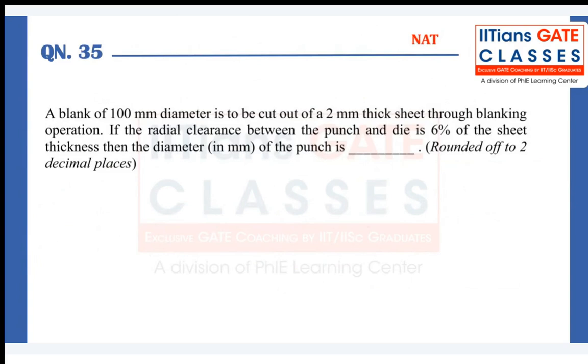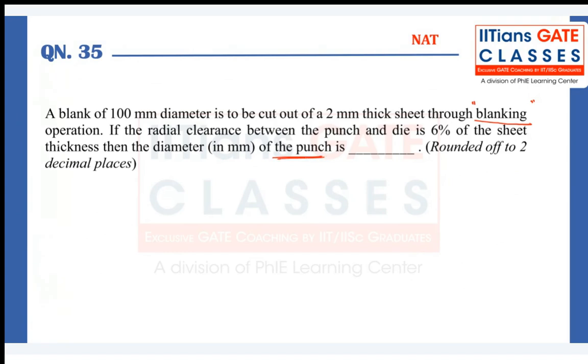Now here, a blank of diameter 100 mm is to be cut from a 2 mm thick sheet through the blanking operation. It is clearly mentioned that it is a blanking operation. If the radial clearance between the punch and the die is 6% of the sheet thickness, then the diameter of the punch will be?